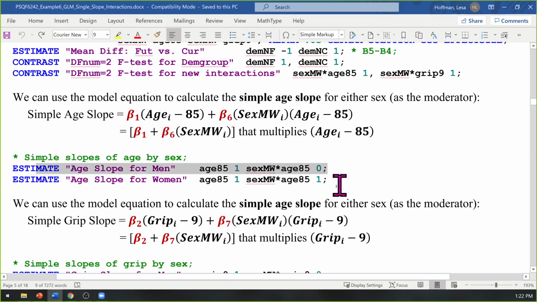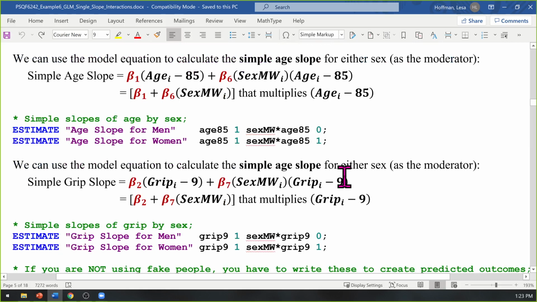I didn't actually have to write this line because the age slope for men is what beta 1 means. I did have to write this line though. For the age slope for women, I plug in a 1 for the gender variable, which goes here. So now I will get output for all three things I might want to know about the age slope: whether it's significant for men, whether it's significant for women, and then whether those are different.